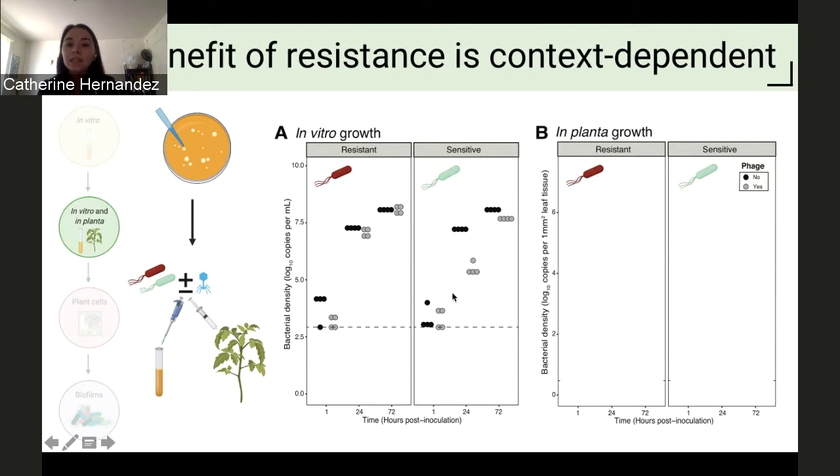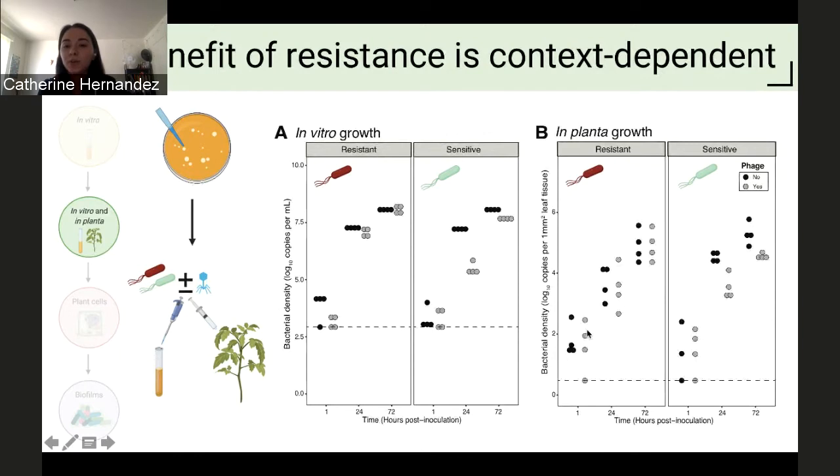And then in planta, it was similar. So with the resistant colonies, they do appear to be resistant. They're growing pretty similarly in the presence and absence of phage. And the sensitive colonies also seem to be growing. They are significantly reduced by the presence of phage at 24 and 72 hours.